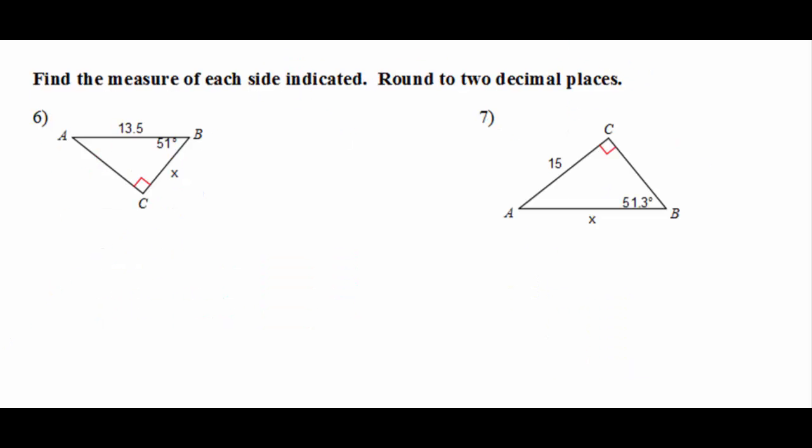On 6 and 7, we know the angle, we're missing a side, and so we're still going to do the thing where we figure out which trig function to use, the SOHCAHTOA. If I look at this, 13.5 is the hypotenuse because it's across from my right angle. This is my adjacent side because it's next to 51. So I need to use cosine.